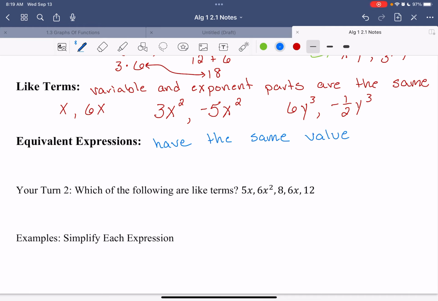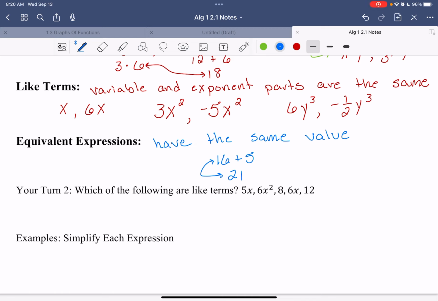I talked about that earlier when I wrote 16 plus 5. 16 plus 5 and 21 are equivalent expressions. Okay, I want you to go ahead and pause the video and do this next your turn problem. Which of those following are like terms?